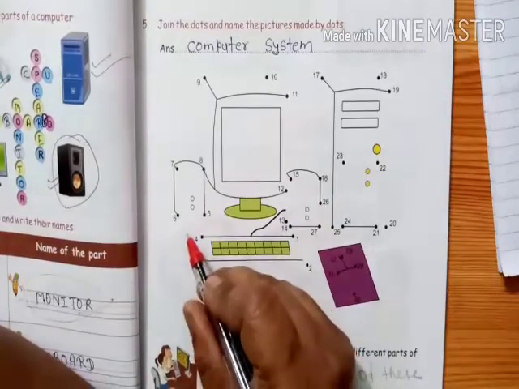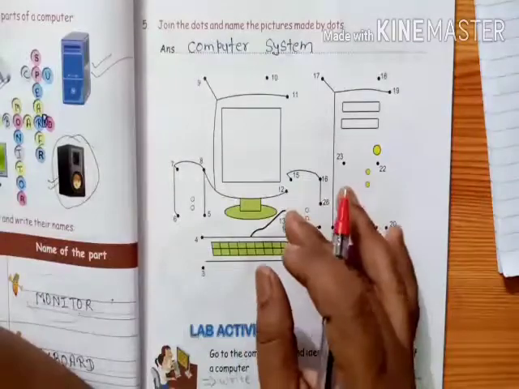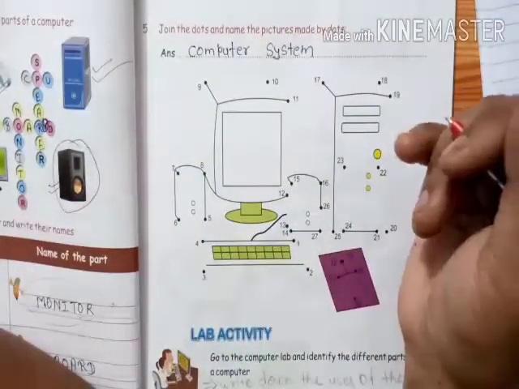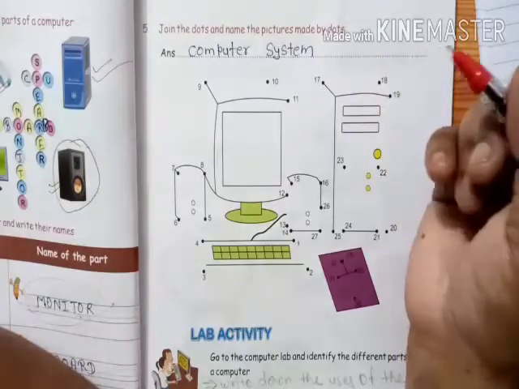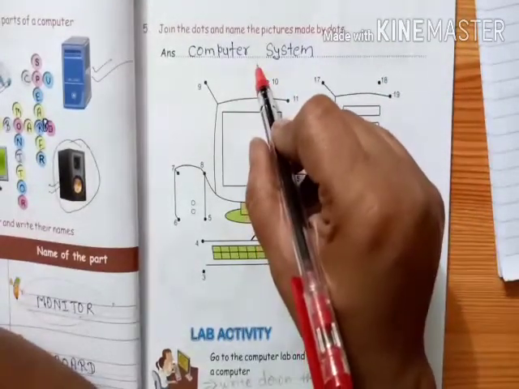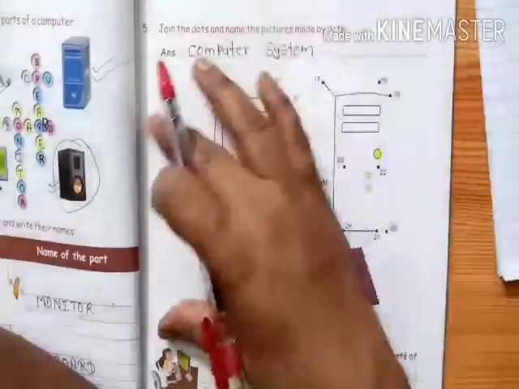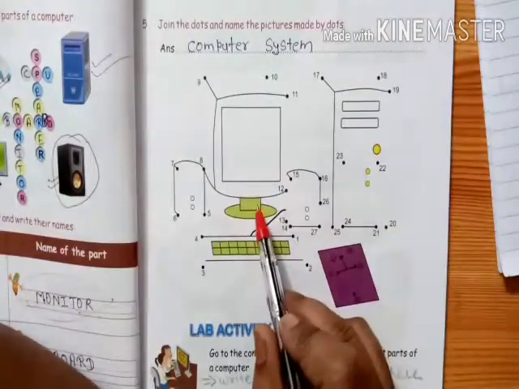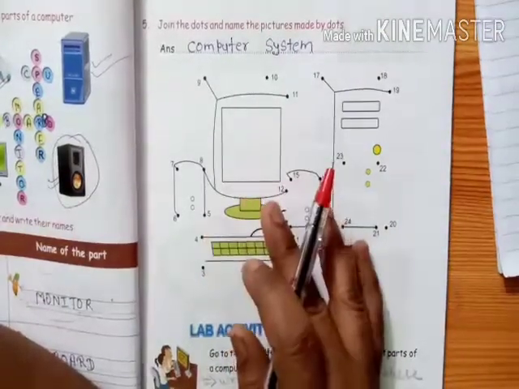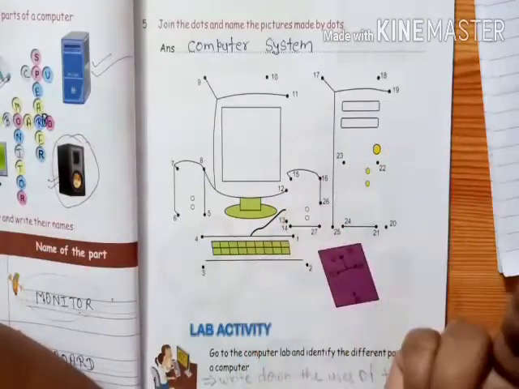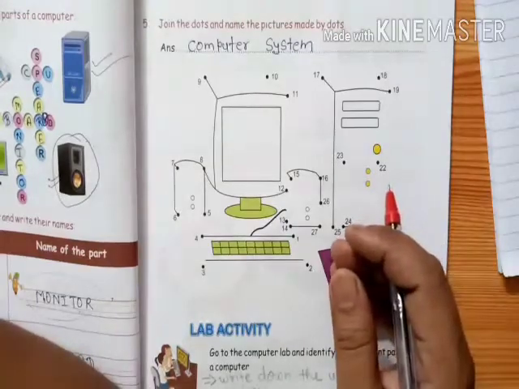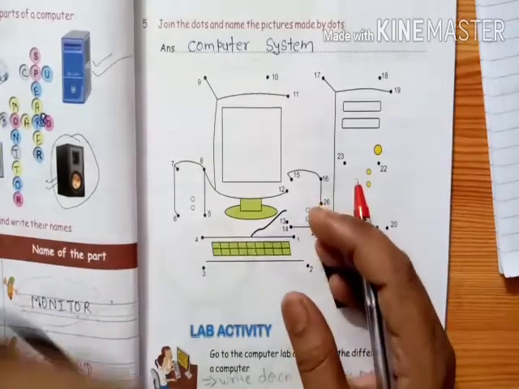You have to join these dots with a line, and then at the end you can see one picture drawn by you by joining all these dots. Then you have to identify that picture and write its name. Okay, it is a computer system. These things also you have to do in your copy. First you have to draw it here in your computer book, and then after that you have to draw this computer system in your computer copy. Understood? Now I am going to show you how you have to write it in your copy.